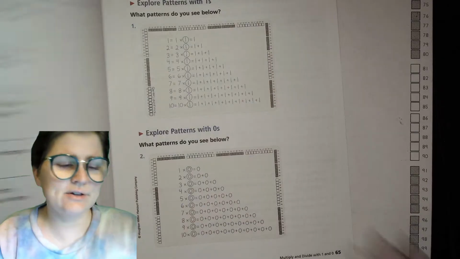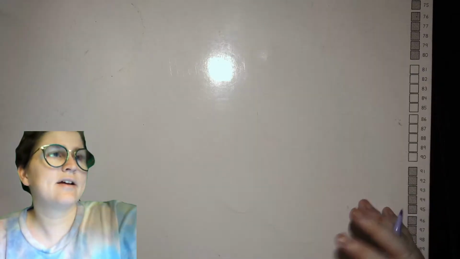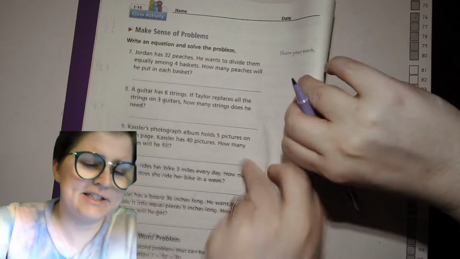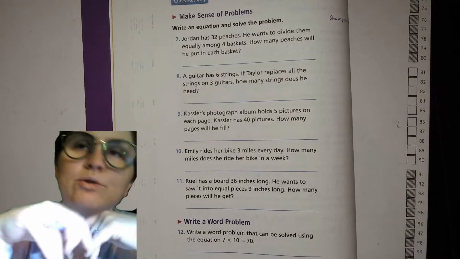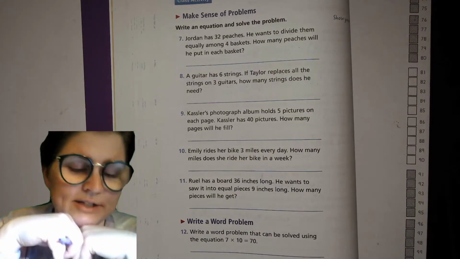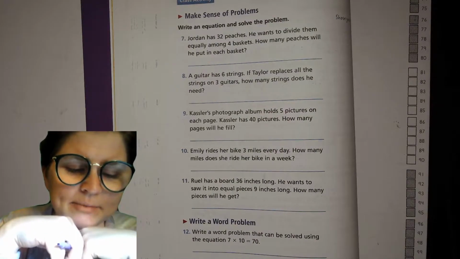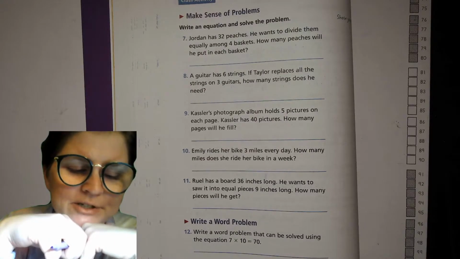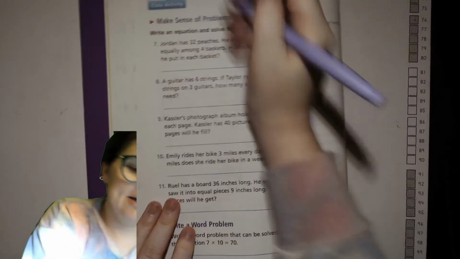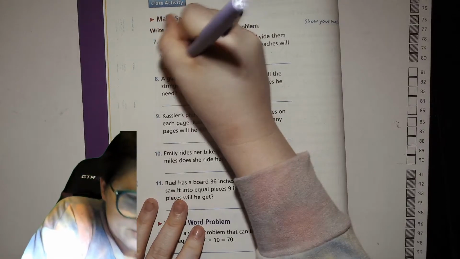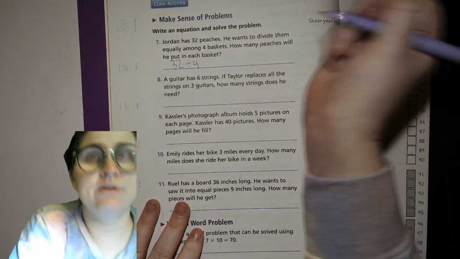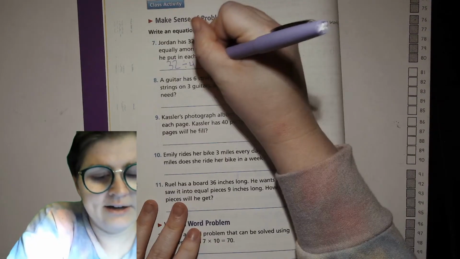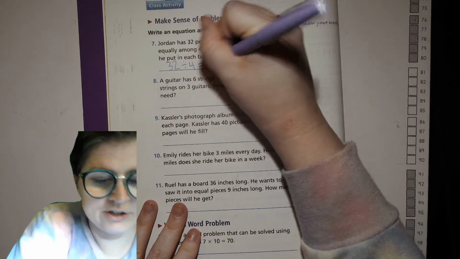All right, let's go ahead and look at the back. We're going to make sense of some problems here. Jordan has 32 peaches. He wants to divide them equally among 4 baskets. How many peaches will he put in each basket? So we'll take our 32. We will divide it evenly among 4 baskets. So 32 divided by 4. And that will equal P for peaches.